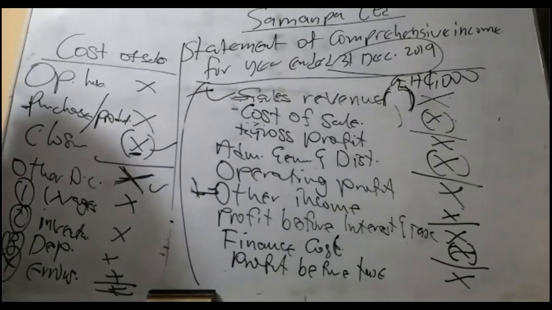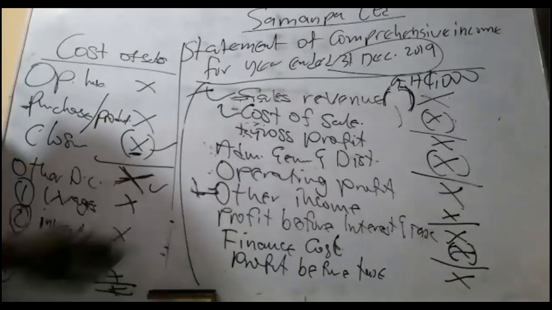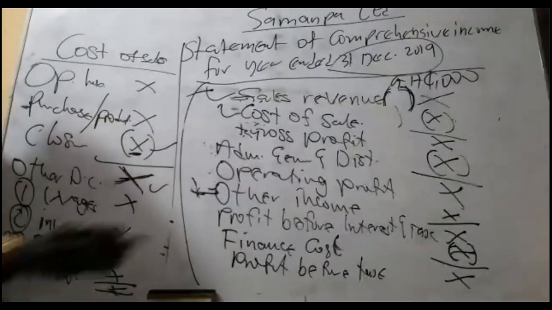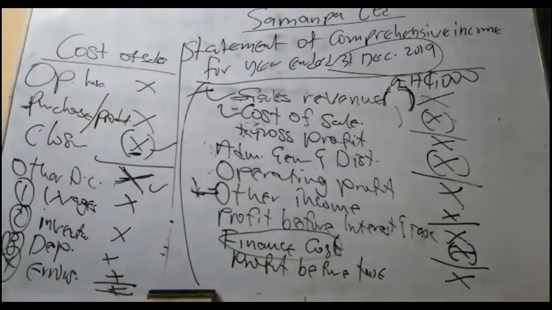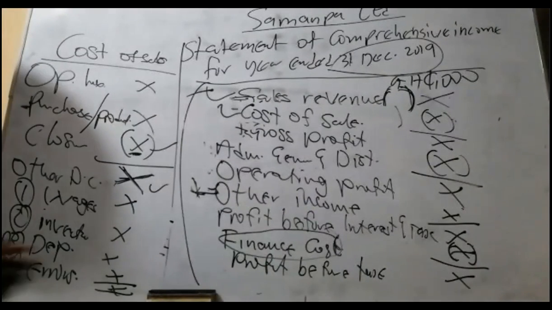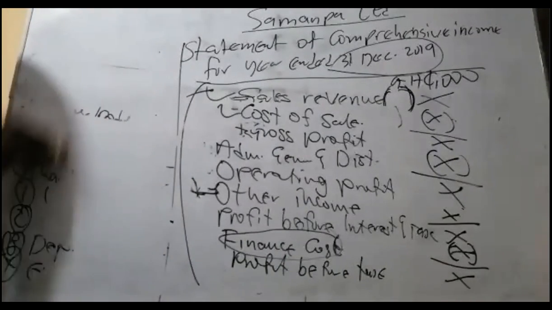Okay, now from cost of sales, gross profit, I don't need to talk about gross profit. I've talked about these two already. Other income, I've talked about it. Now, finance cost. Let me list finance cost also here. Very important. Then we start the first game. Finance cost.